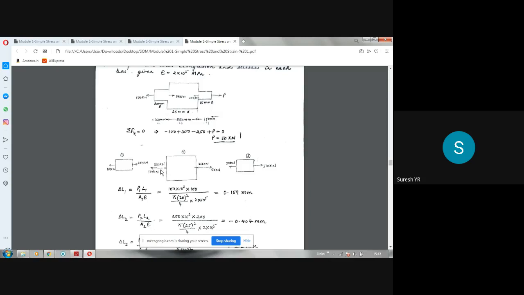300 like this, 100 like this means it becomes 200. 200 like this. Here also it is 250 like this, 50 like this, means we have to take the difference. Effective will be 200 in this direction.